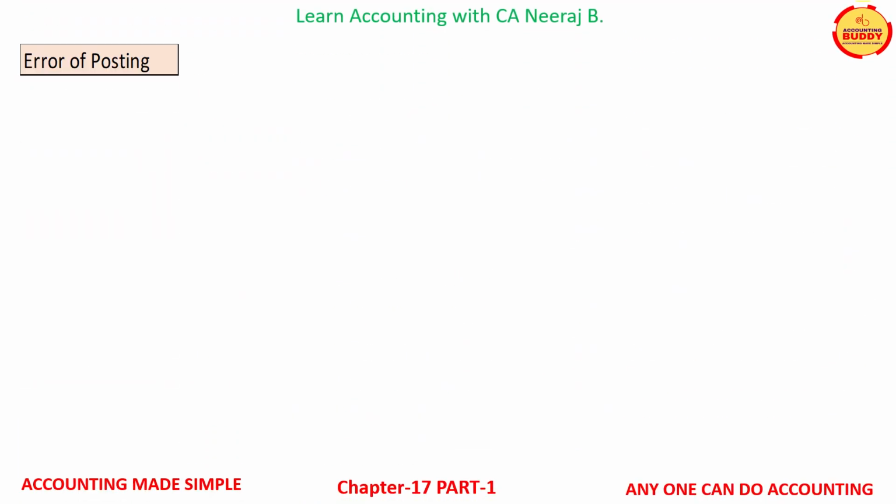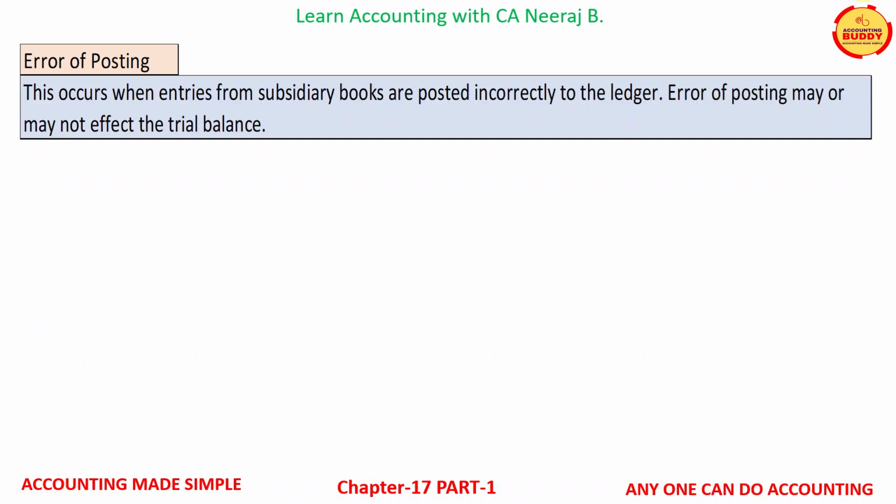In this slide, let us learn another error of commission, that is error of posting. This error occurs when the entries from subsidiary books are posted incorrectly to the ledger. Error of posting may or may not affect the trial balance. Let us understand various posting errors with examples.